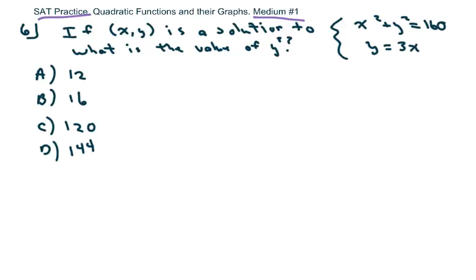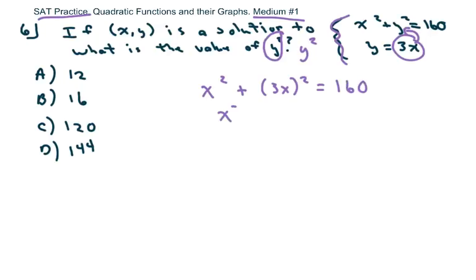Here's the question. If (x, y) is a solution to this system here, what is the value of y squared? So we want y squared. The first thing we're going to do is just use substitution like you normally would, substitute this into the y and solve for x.